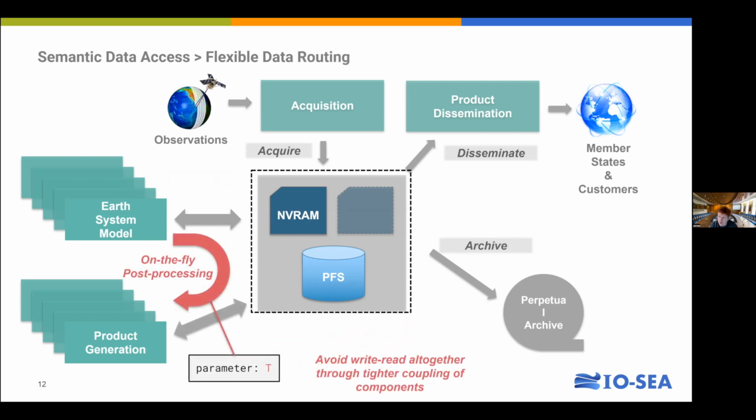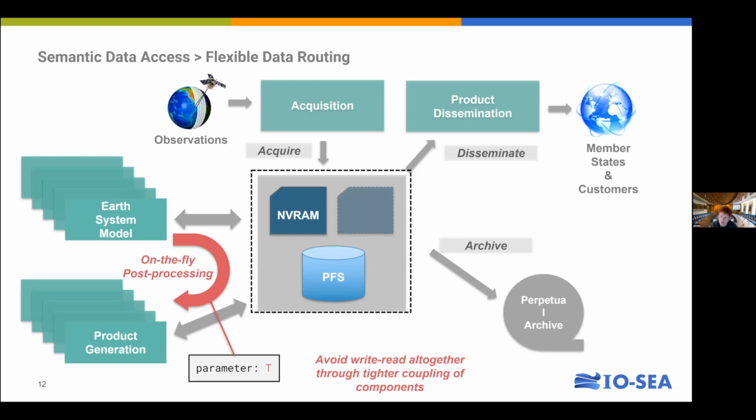This semantic indexing is not just used for storage, though. It's also a language that we use to describe data routing through the center as well. So we're looking now at some technology for on-the-fly post-processing, which is also part of the IOSEA project in some ways, in which the Earth system model says, okay, I'm writing a temperature field. But we may decide on the back end that actually it's more efficient to stream that temperature field directly to product generation and never go to the parallel file system, because maybe we know the product generation has already started and we can send it directly.